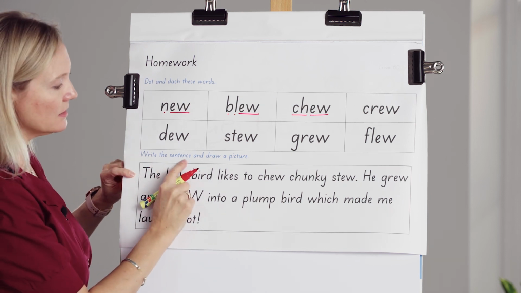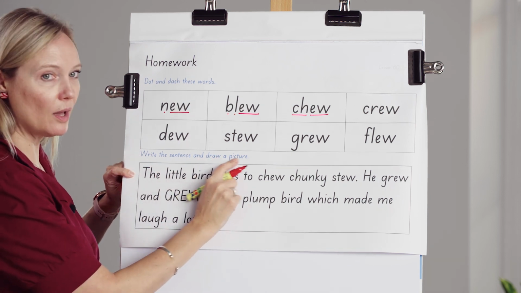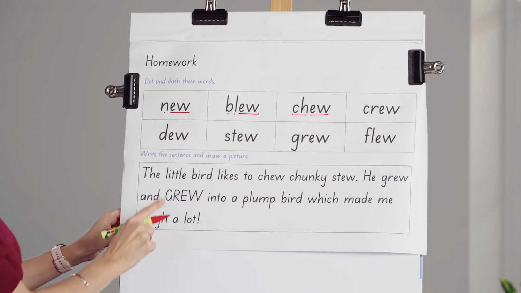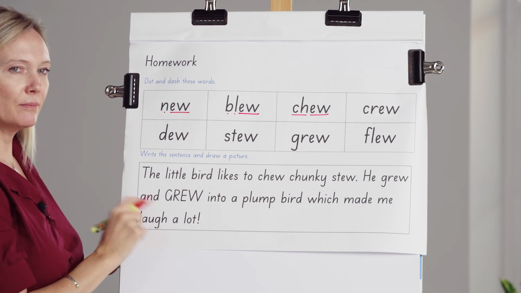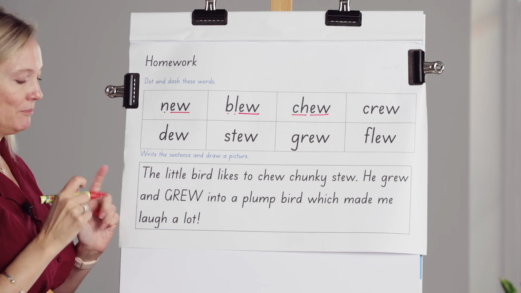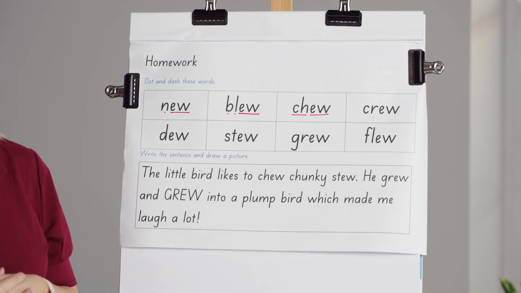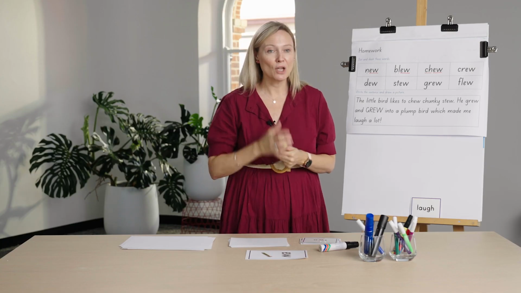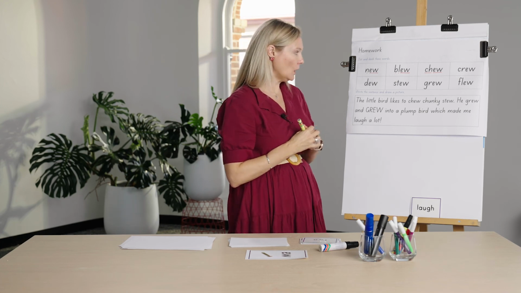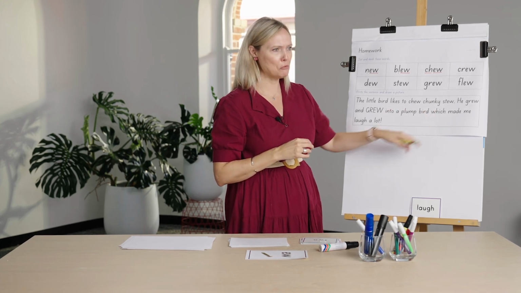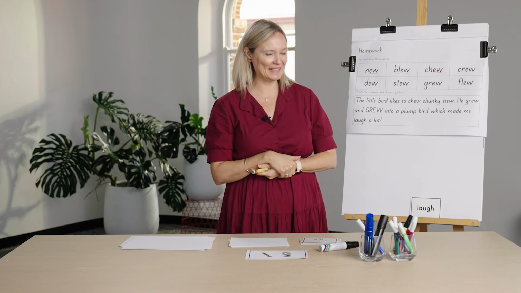write the sentence and draw a picture. I'll let you read that sentence. I'll show you my picture tomorrow, and you show me your picture as well. I can't wait to see it. Okay. Oh, actually, there's 2 sentences. Woo! You're getting really clever.